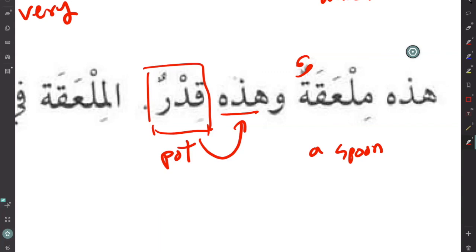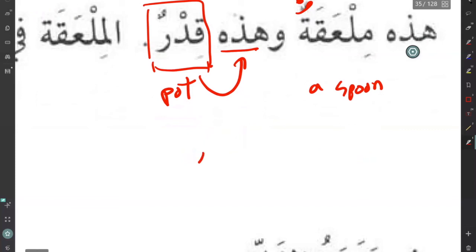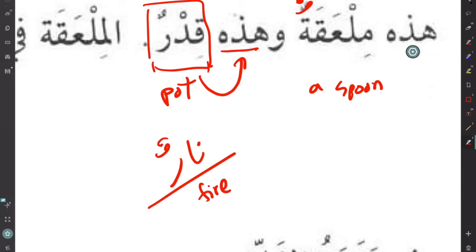Some words Arabs consider as feminine, regardless. I'll just give you one example. My Saturday class students know this word. Narun, nar is what? Fire. Is this a female person? Of course not. Is this a body part? I hope not. And it doesn't have tamarbuta. No, it doesn't. But in the Arabic language, they consider it a feminine word. So you have to say hadihi narun. You cannot say hada narun.